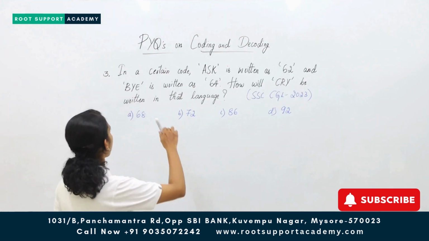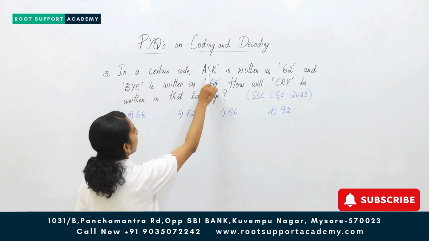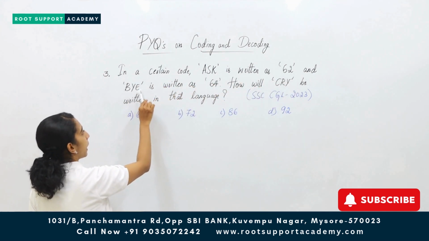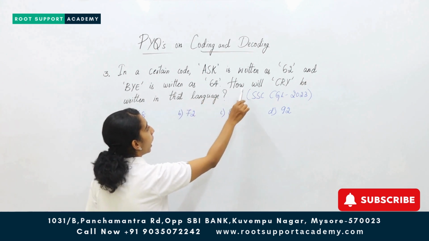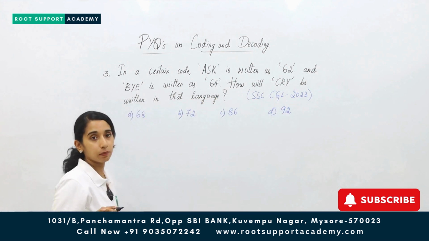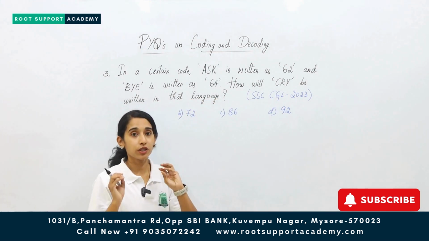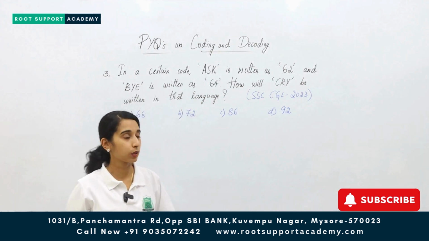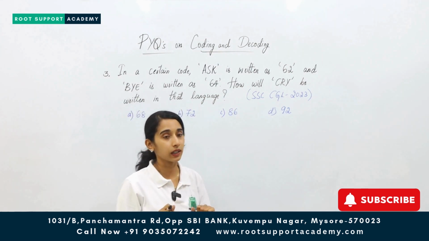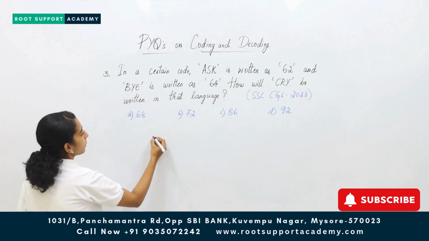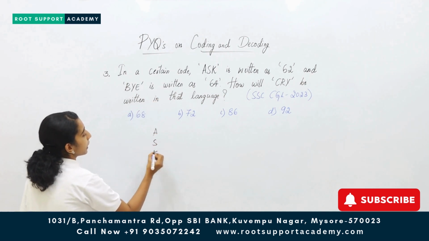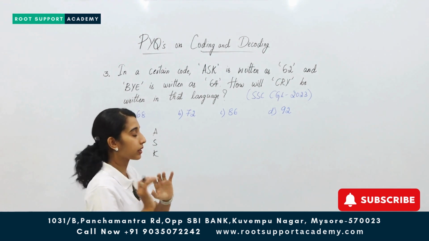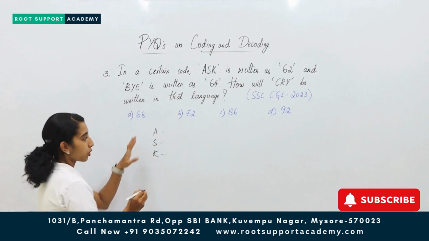So next question. In a certain code, ASK is written as 62 and BYE is written as 64. How will CRY be written in the same language? Again, they have used the position of the alphabets. This is also an important previous year question, from CGL 2023. Let us see what they have written. ASK is written as 62. How could 62 have come? Let us find out.